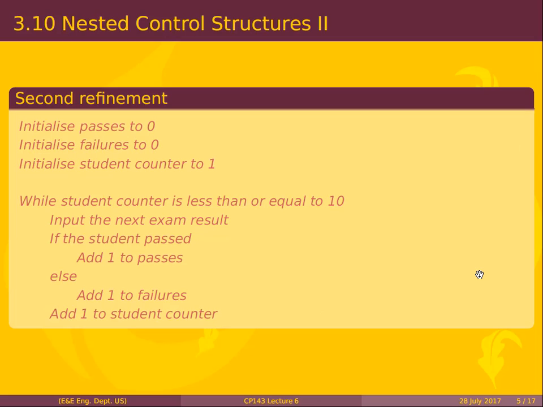Second refinement, we now give more details regarding the variables that we are going to initialize. Initialize the passes to 0, the failures to 0, and also the student counter to 1, because we are only working with 10 students. Remember, that's what the problem statement said. So while the student counter is less than or equal to 10, input the next exam result. But now we've got to use the if control structure to decide what to do. If the student passed, we're going to keep track of the number of passes, else we're going to increment the number of failures. And we're just going to increment the student counter at the end, so that we know where in the while loop we are.